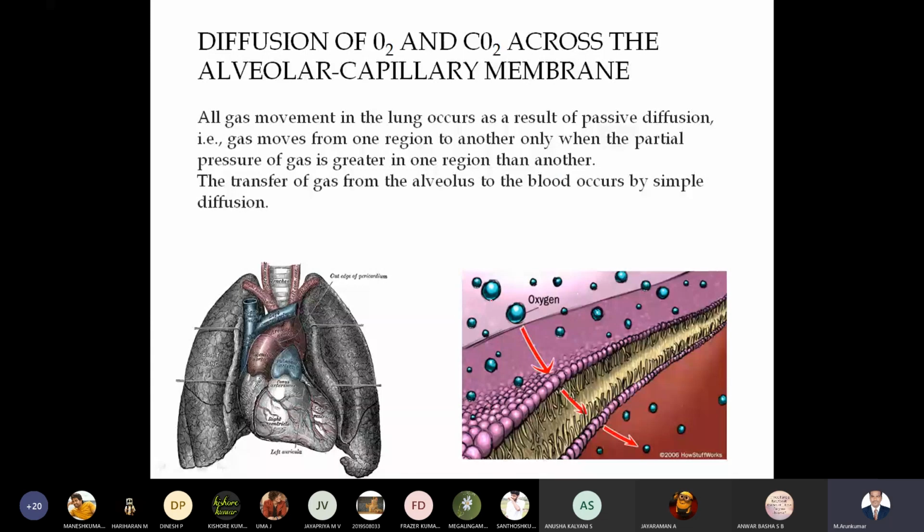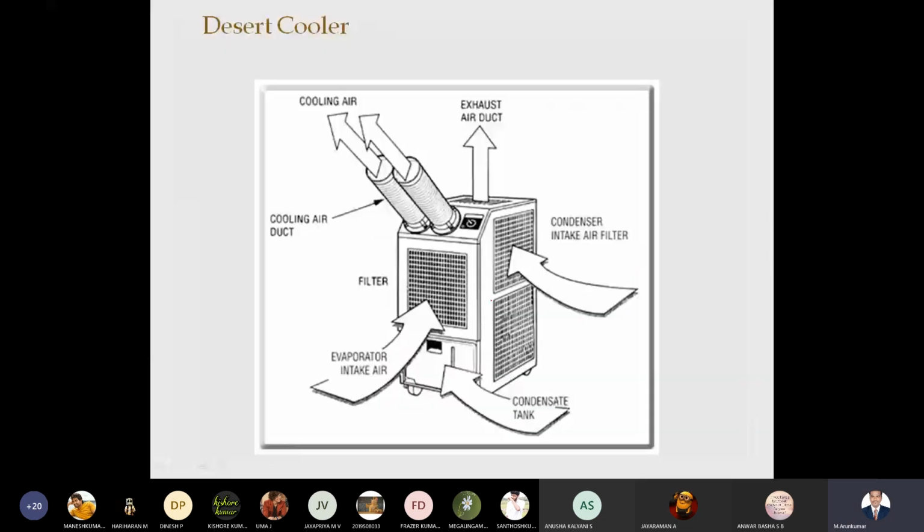So the transfer of gas from the air to the blood occurs by a simple diffusion process, right? So actually this is an example of the diffusion process, that is mass transfer. The rate of transfer depends on what? We have the questions here. So to clarify that, we have to look more at heat and mass transfer.